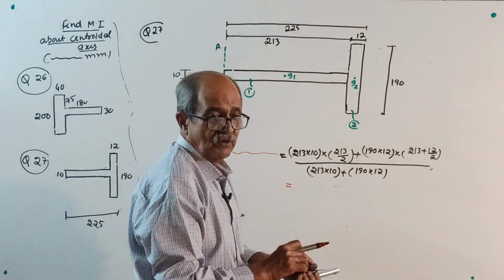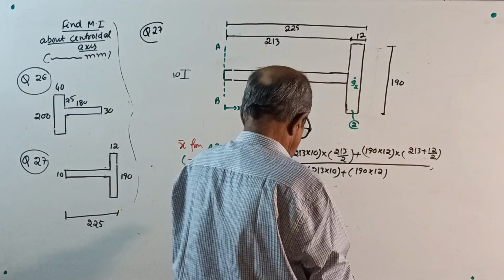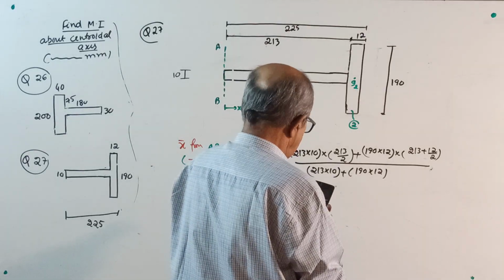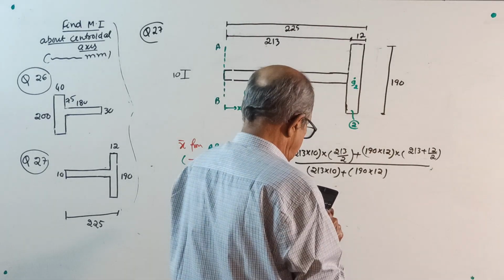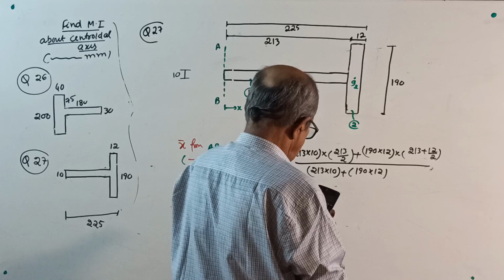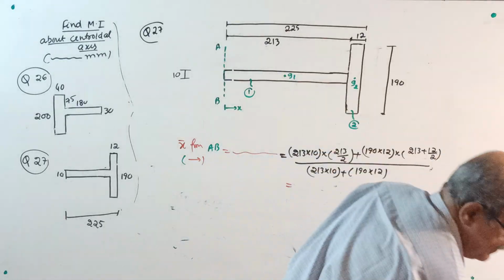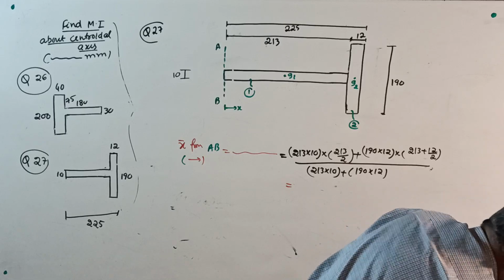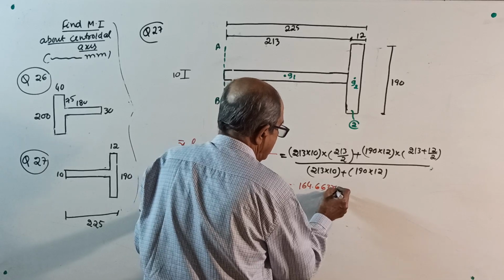I will calculate now because I have not calculated. I am calculating now, okay, no problem. 213 into 10 into 213 by 2 plus 190 into 12 into 213 plus 6 divided by bracket 213 into 10 plus 190 into 12. 164.663. 164 is the answer. 164.663 millimeter. Therefore, that's all.